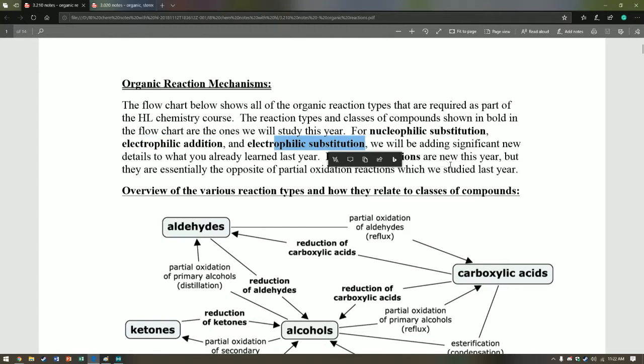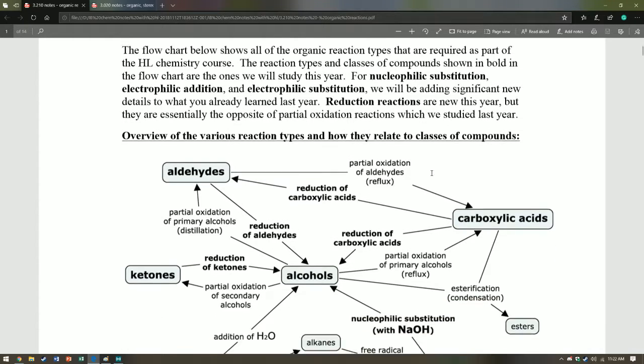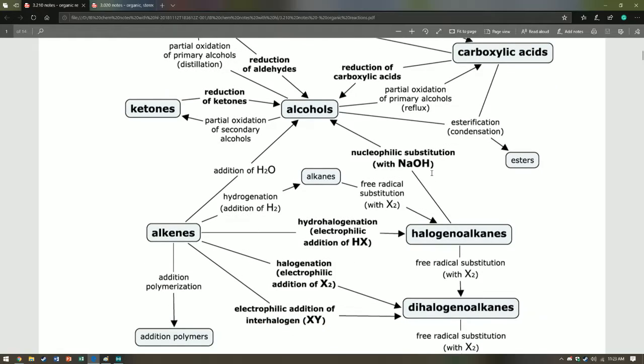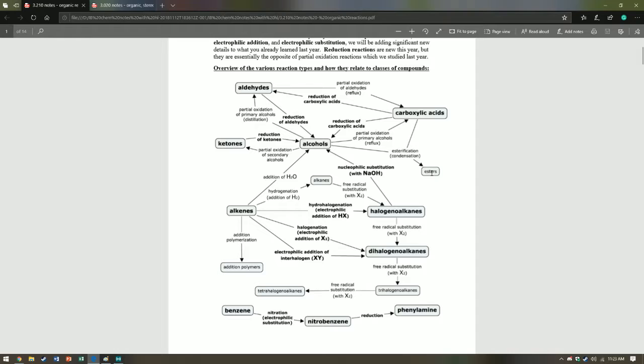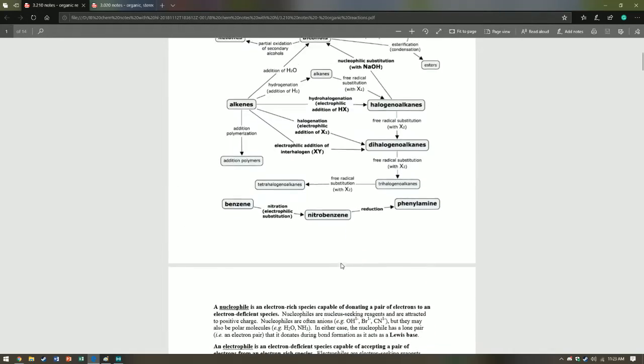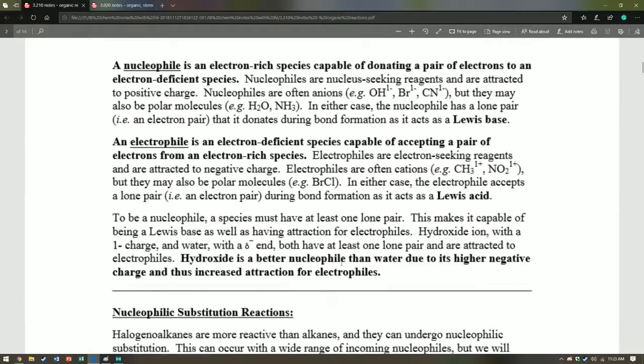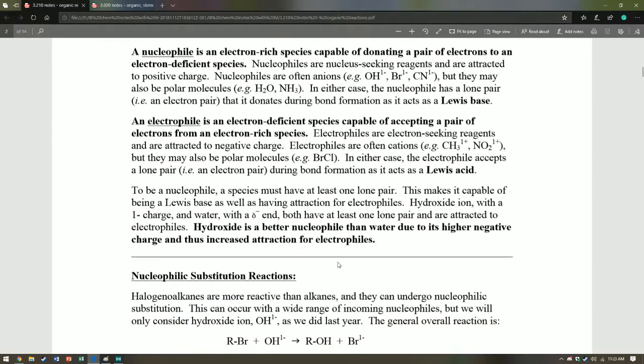and partial reduction reactions are new this year, but they are essentially the opposite of the partial oxidation reactions that you studied before. So here's a map of what you'll be covering. This is a roadmap of where you're expected to be going. You're expected to memorize all of this. The first thing I want to cover is nucleophilic substitution, because there's a lot of new information that you're expected to know for the higher level syllabus.